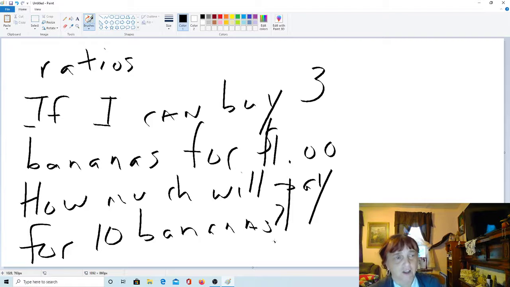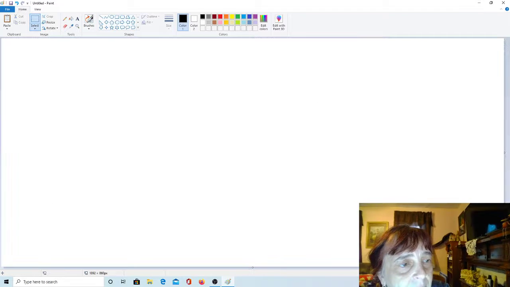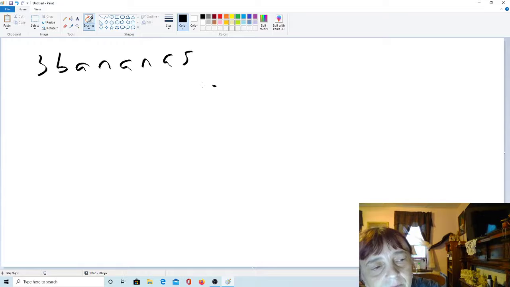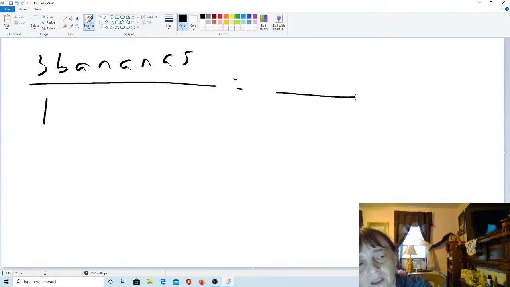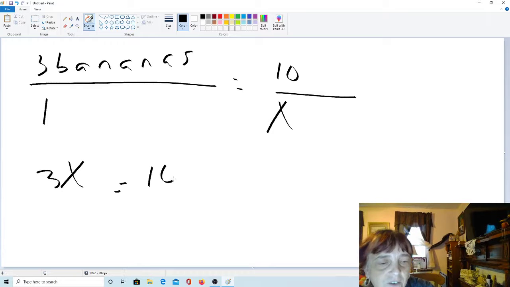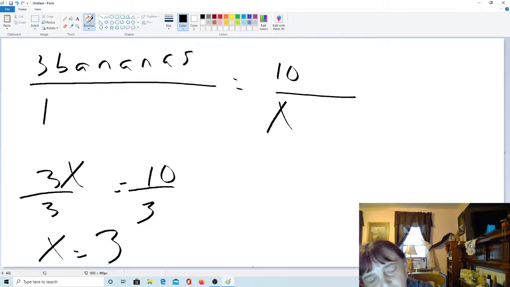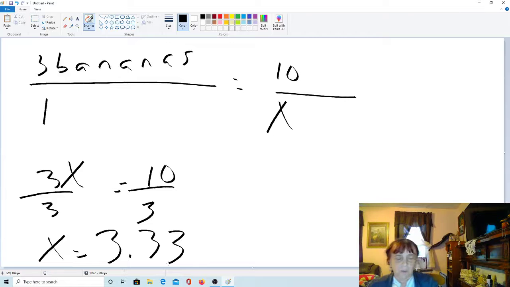Okay, 3 bananas for $1. You have 3 bananas is $1, and you have 10 bananas is x, so 3x equals 10. Divide both sides by 3. X is 10/3, which is $3 and about 33 cents. So 3 bananas is $1, 10 bananas is $3.33.